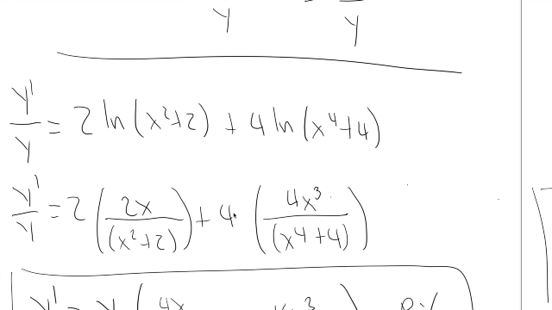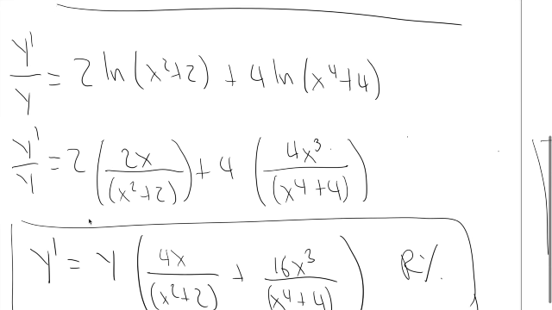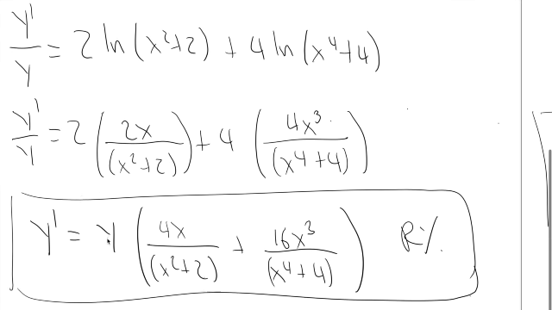Now we get the multiplication for the values that you have on the outside, and as a result, you end up having that y prime is going to be equal to y that multiplies 4x, because remember, we multiply the outside by the inside, so 2 by 2x is going to be 4x divided by x squared plus 2, plus 4 by 4 is going to be 16, so it will be 16x to the power of 3 divided by x to the power of 4 plus 4.